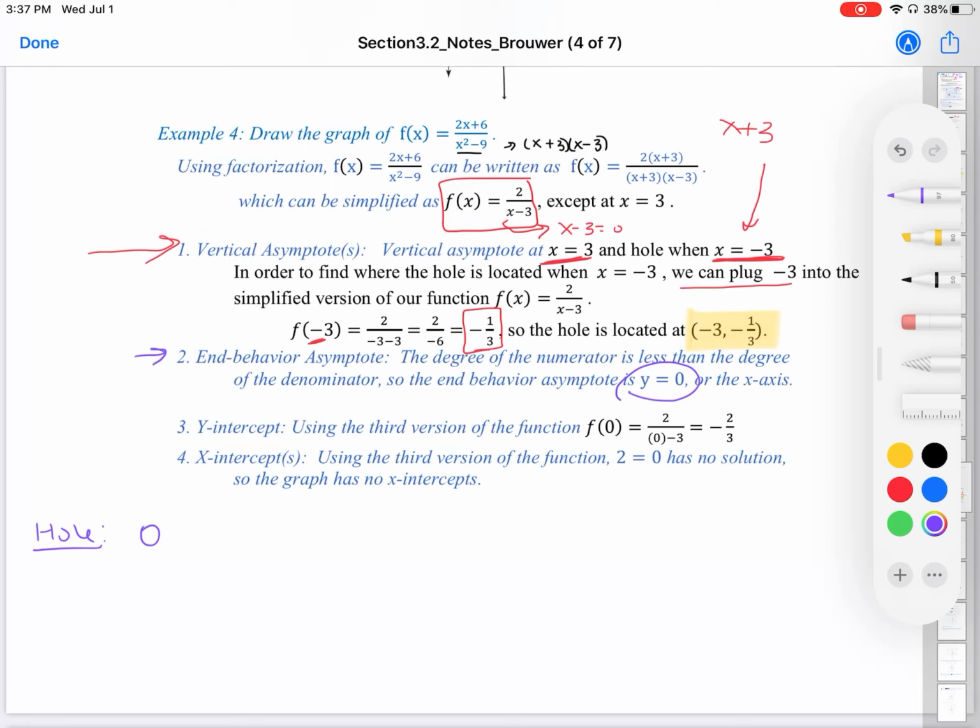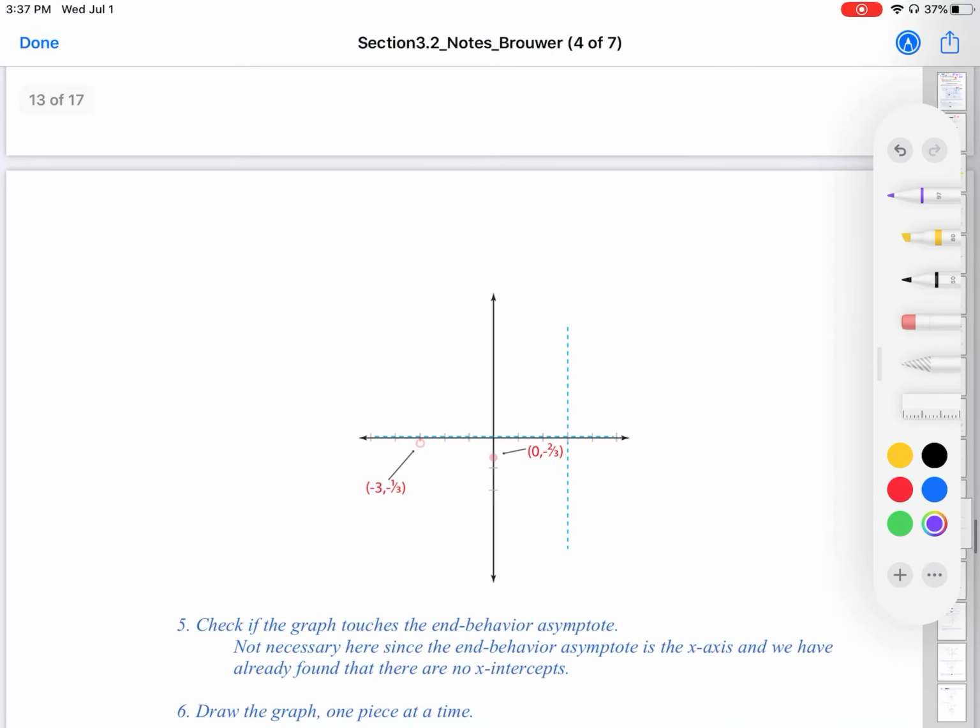X-intercept, we let y equal 0, so it's just our numerator equal to 0. No, I'm sorry, our y-intercept, we let x equal 0. If we let x equal 0, we're left with -2/3, so we have the point (0, -2/3). X-intercept, we let y be 0, so our numerator equals 0. So we have no x-intercept.